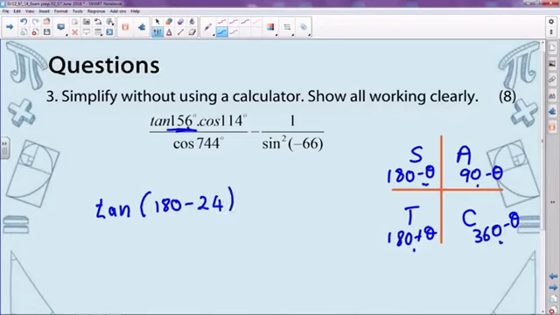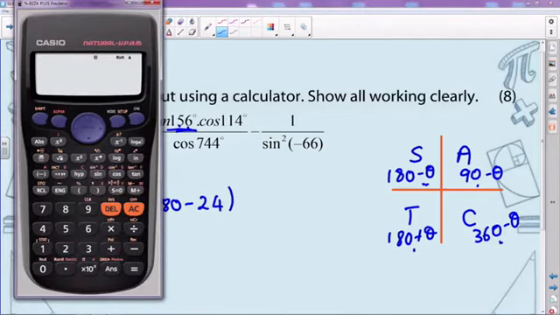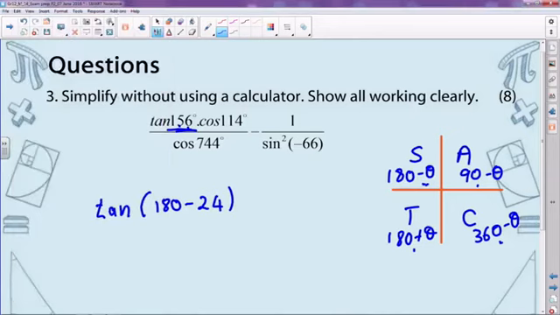So what have I done? I've taken 156 and I've rewritten it. Okay, how do I know it's 24 degrees? Well, if you say 180 minus 156, what do you get? You get 24 degrees. So that's how you know what it is you're supposed to subtract from 180 degrees.